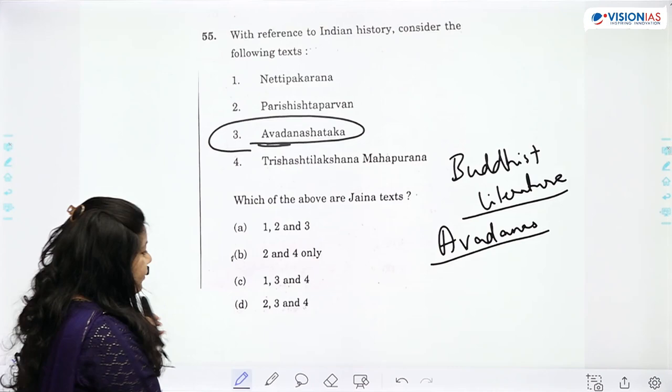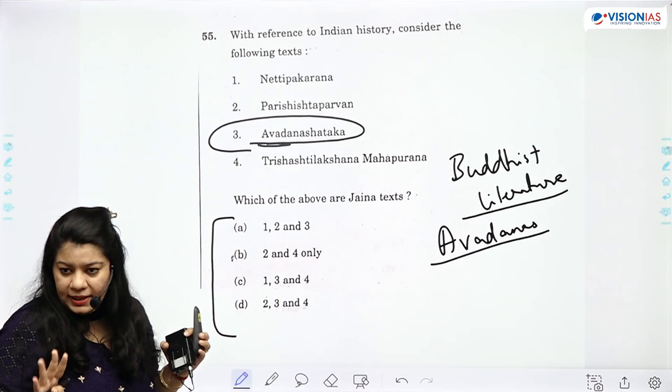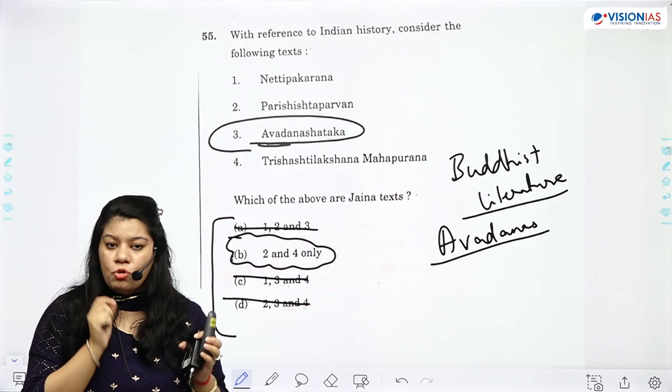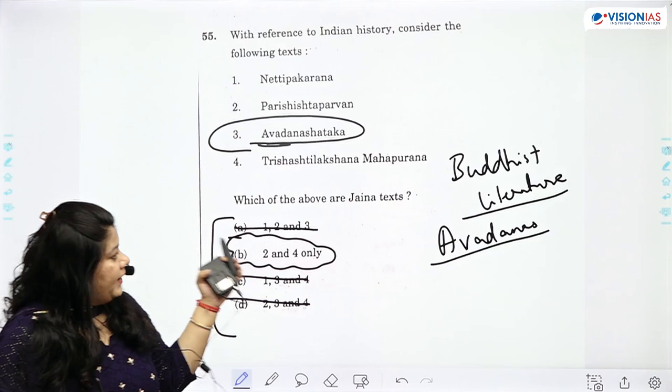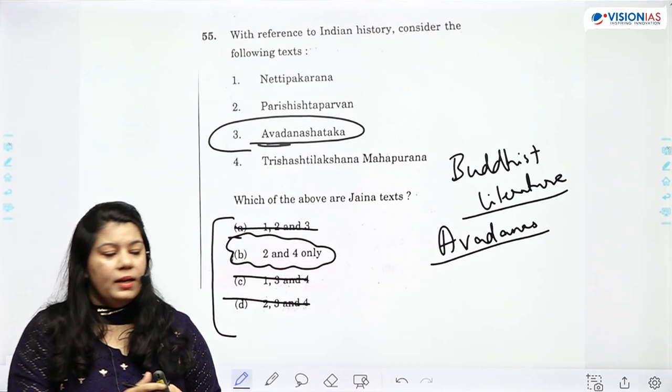And if someone knows for sure that Avadanas are related to Buddhist texts, they can attempt this question by logical elimination. And the moment you eliminate three, you arrive at the answer. So that's why I'm saying, by knowing basic stuff as well, you can still arrive at the right answer in questions which look difficult for too many, right? But this requires calm and composure in the paper, right? So that's why these things are important.